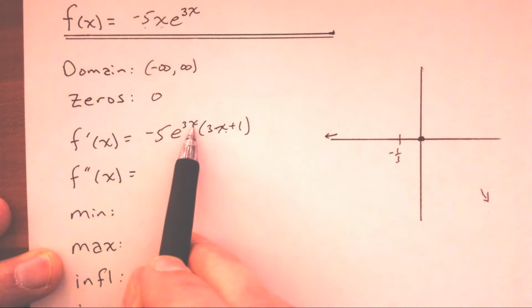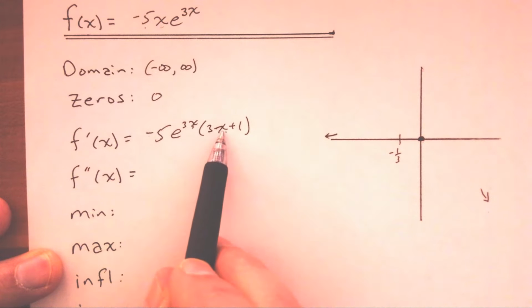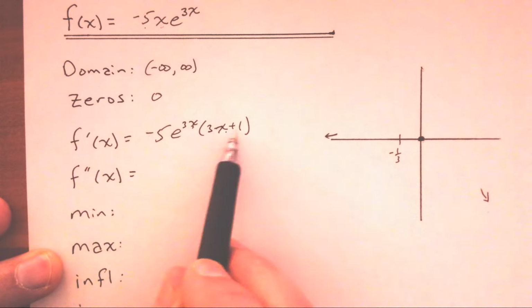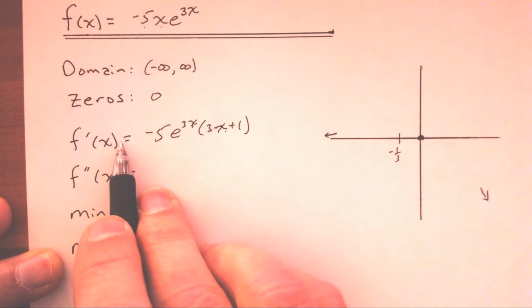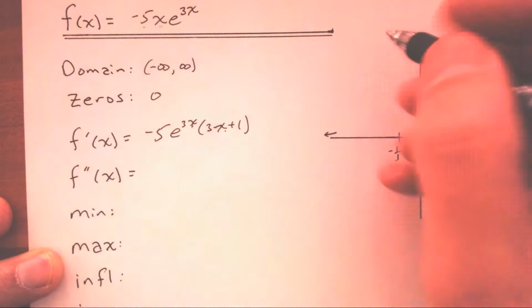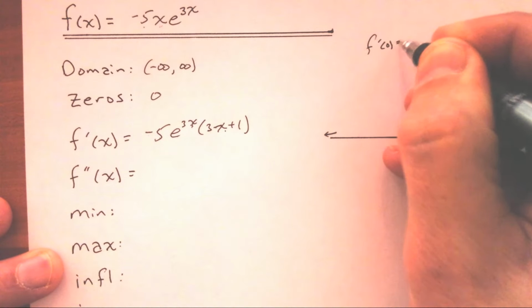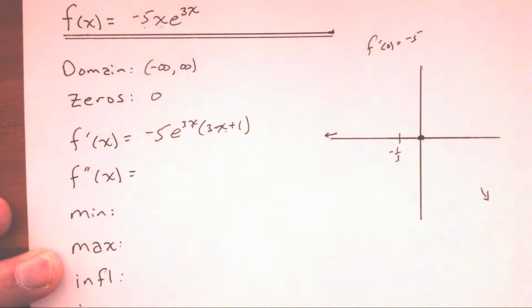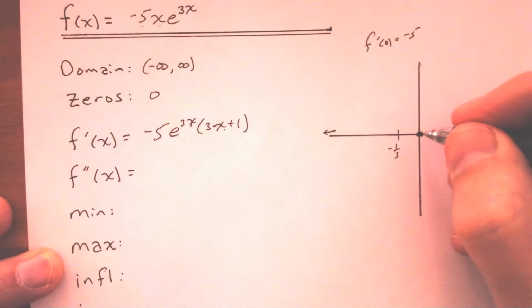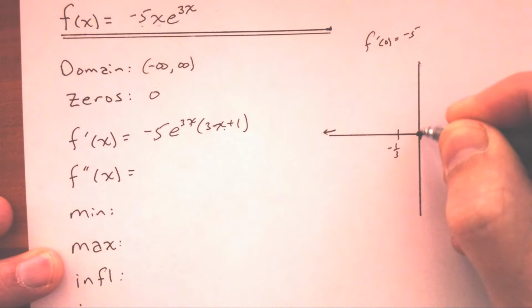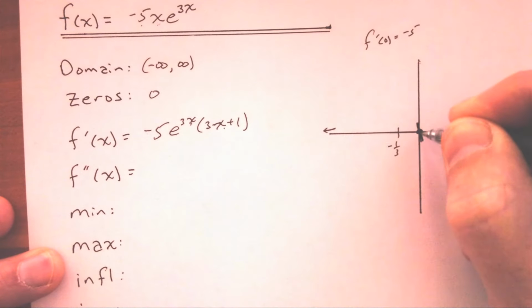E to the 0th is 1, so far negative 5 times 3 times 0 plus 1 times 1, negative 5 times 1. That tells me that my slope when x equals 0, so here's what we found: f prime of 0 is negative 5. That tells me my slope here is pretty steep, negative 5. Pretty steep here. Looks something like this.